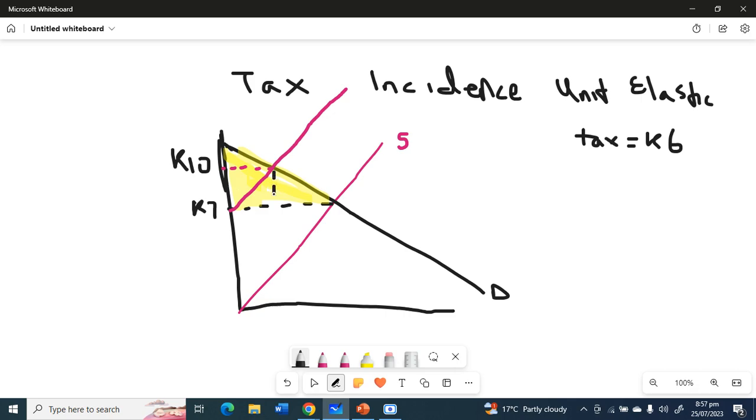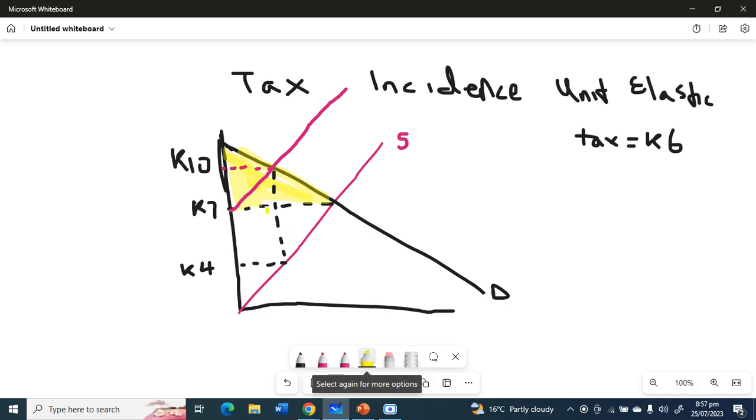Now what we're interested in is who is going to bear the most burden with this tax? So when demand is unit elastic, please write this down, the tax burden is shared equally between the producer or the seller and the consumer.